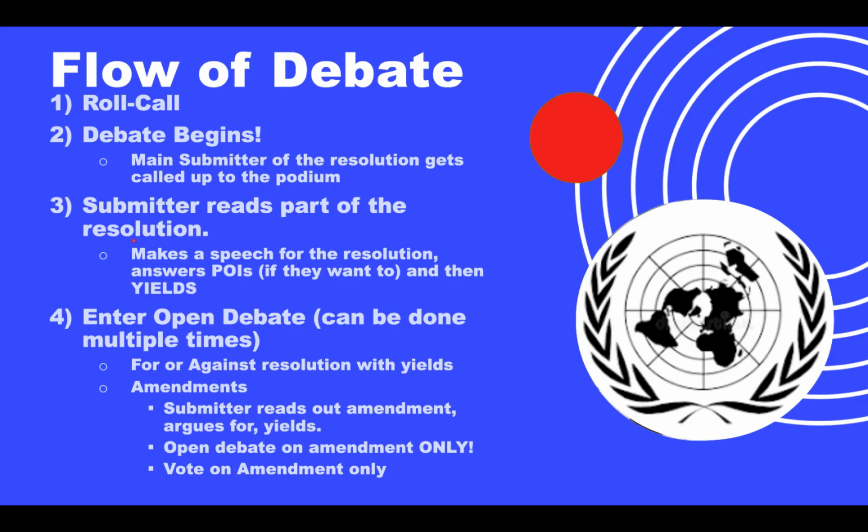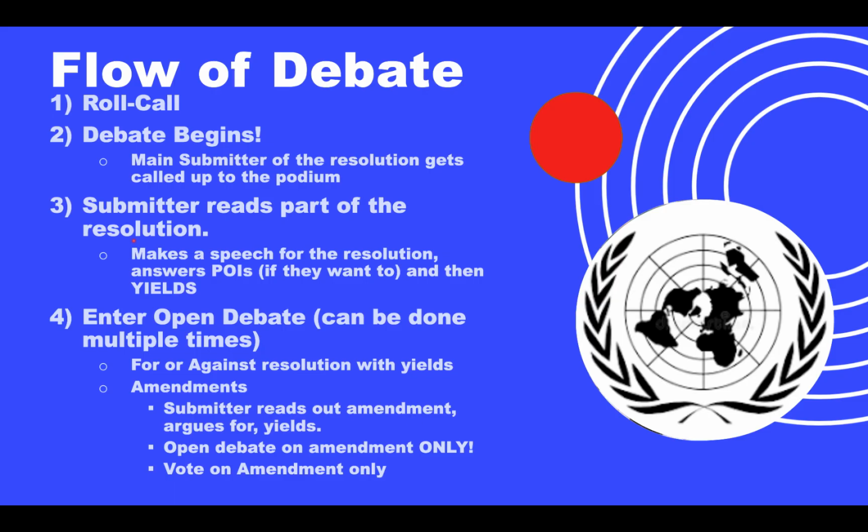Now, the next thing that can happen, if you don't want to be for or against, you can submit amendments. These tend to get you some points, and especially if they pass, they tend to be very valuable if you're looking to get an award. So an amendment can change the resolution slightly, or it could change it drastically. There are three types of amendments: a striking amendment, an addition amendment, and a changing amendment.